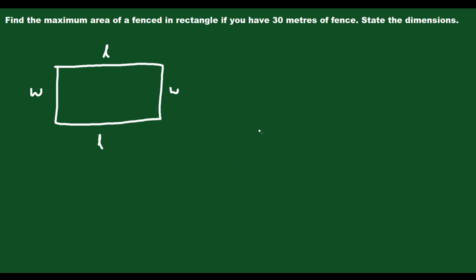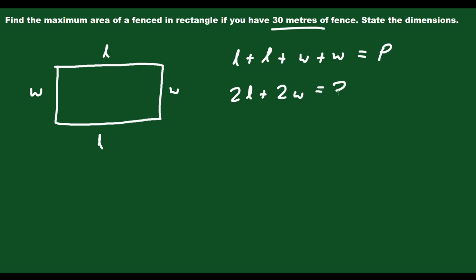Well, we can come up with some equations to help us, right? Like I could say that my length plus my length plus my width plus my width, so all these sides added together, is equal to your perimeter, right? What's the perimeter? Well, we said you have 30 meters of fence, so the perimeter is 30, right? And you can also simplify this a little bit. You could say that 2L plus 2W is equal to 30 meters, just like that.